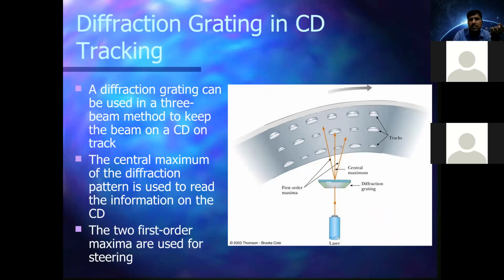Diffraction grating can be used in 3, basically it's a kind of diffraction only, because in a CD also you have tracks. The central maximum of the diffraction pattern is used to read information. The 2 first order maximums are used for steering. Diffraction grating can be used in the 3 beam method to keep the beam on a CD on a track.